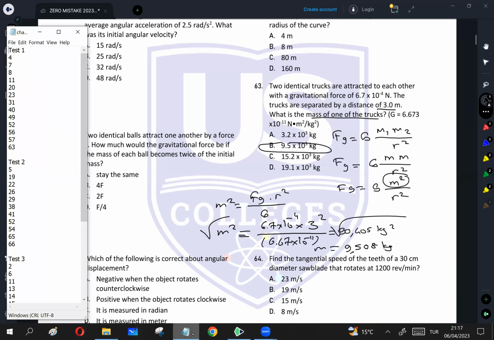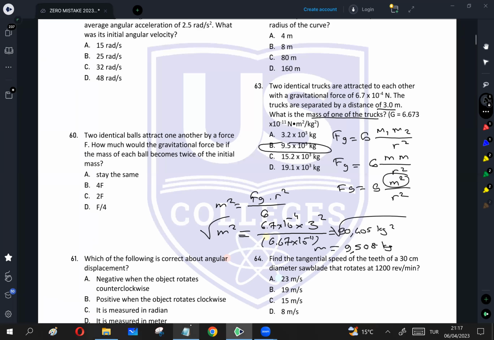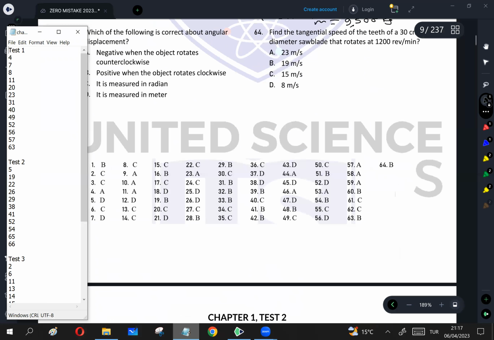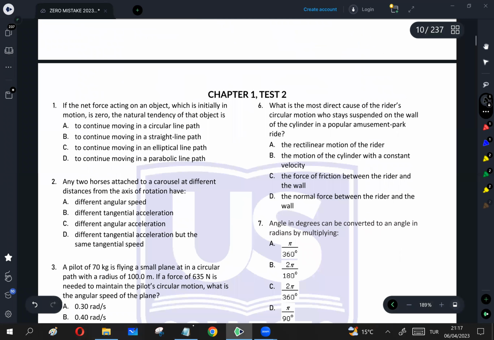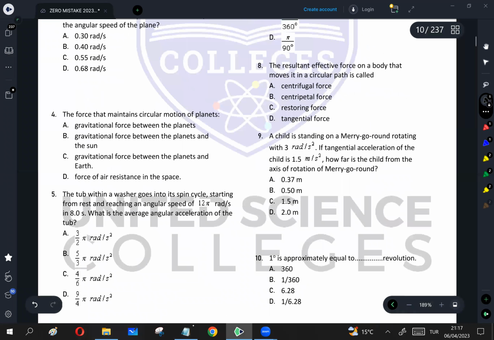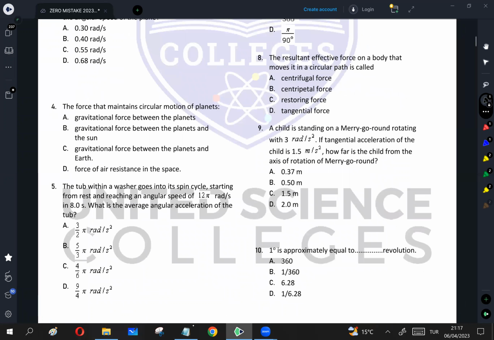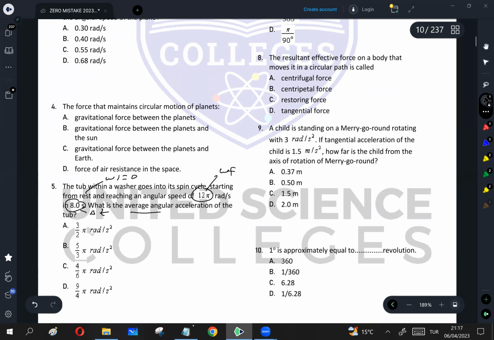And the next question is from test 2. Now we will go with test 2. Some questions in test 2: I will start with question number 5, then 19. Question number 5. The tub within a washer goes into spin cycle starting from rest, omega initial is 0, reaching an angular speed omega final of 12 pi radian per second in delta t of 8 seconds. What is the average angular speed?